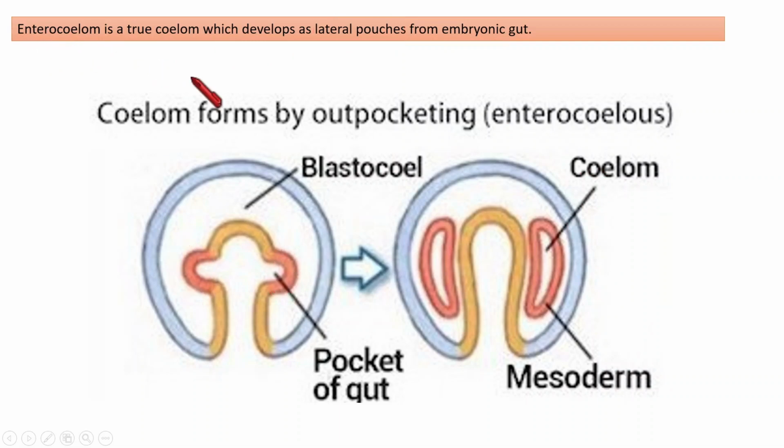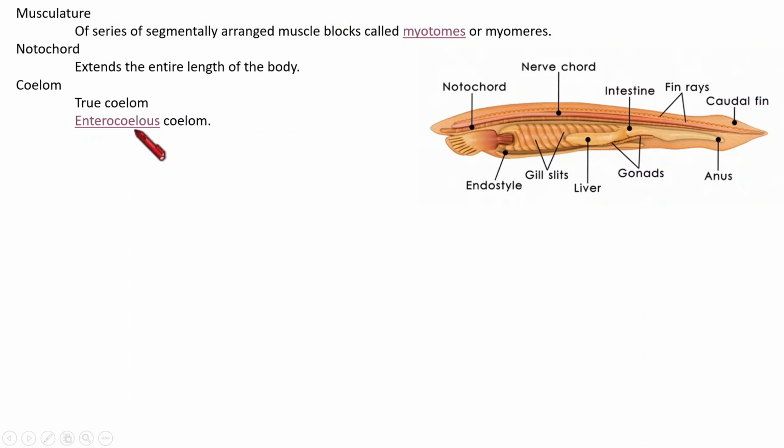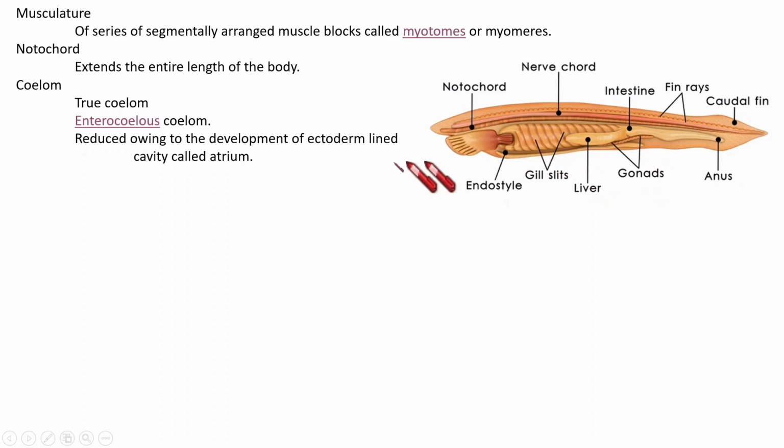So these cephalochordates possess what type of coelom? Enterocoelic coelom. And the space of this enterocoelic coelom is highly reduced towards the anterior end of the organism because of the development of another cavity. What's the name? Atrium. I will show that atrium in another picture later in this section itself.